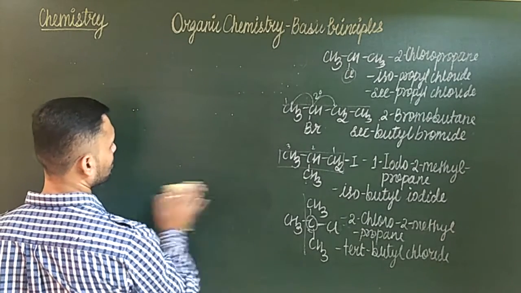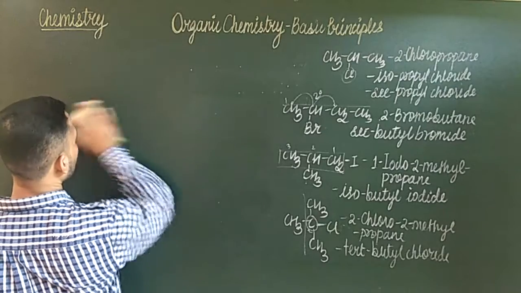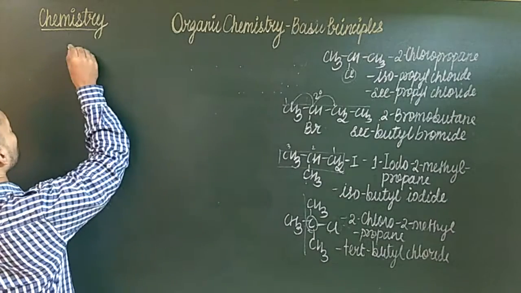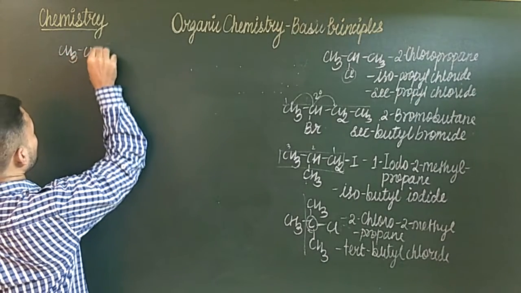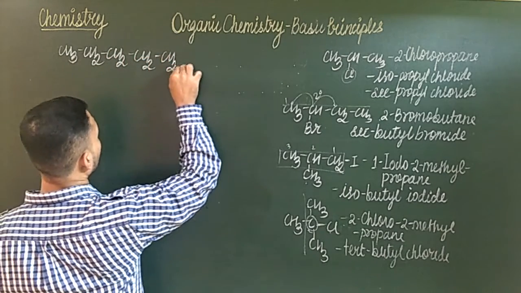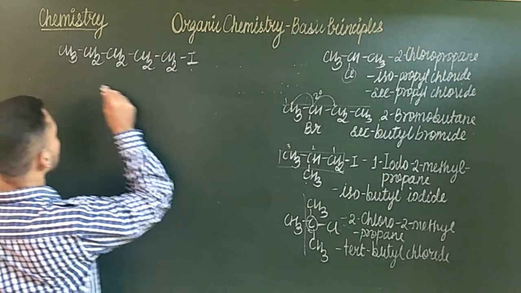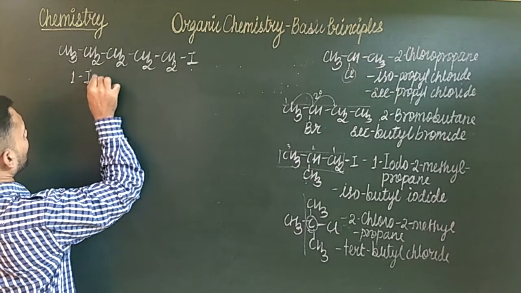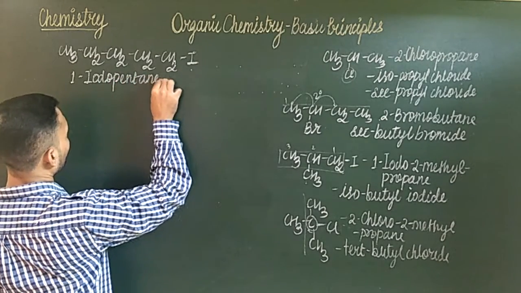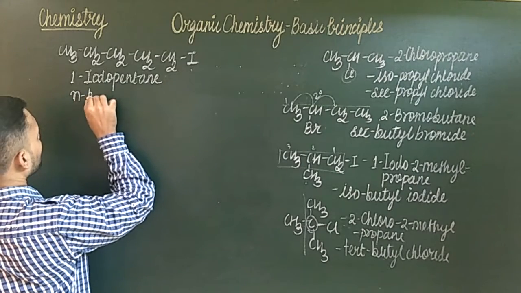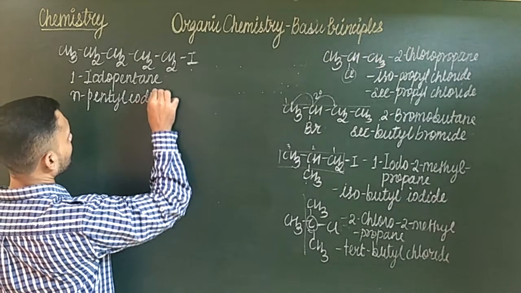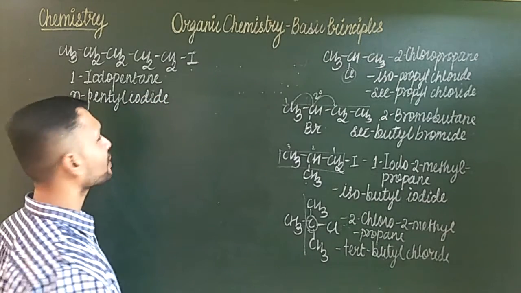I am skipping the straight isomer of propane, that is 1-halopropane. Here also it is easy to name. Let's see it anyway, it won't make a difference. CH3 CH2 CH2 CH2 CH2 and I. So what should be the name of this? This should be 1-iodopentane, the name of this organic compound. And the common name would be 1-pentyl iodide. So this should be the IUPAC name and common name.